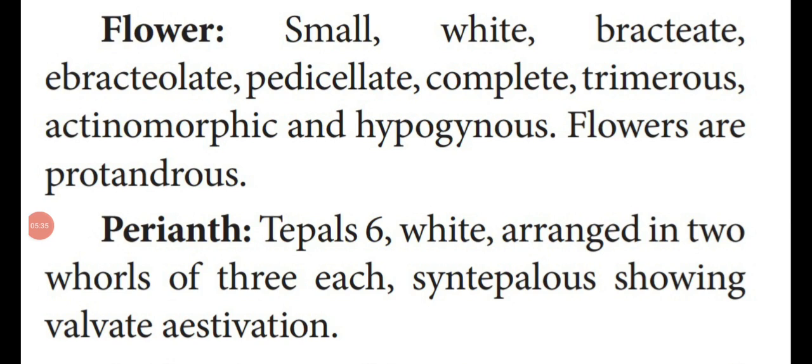Next one, flower. Flower is very small, white in color. They are arising from the pair of appendages known as bract, so bracteate flower. Outer to the calyx, bracteoles are absent, so ebracteolate. Each flower having a stalk-like portion is called pedicel, so pedicellate flower. All the flower whorls are present, so complete flower. Petals are arranged in 3, so trimerous flower.